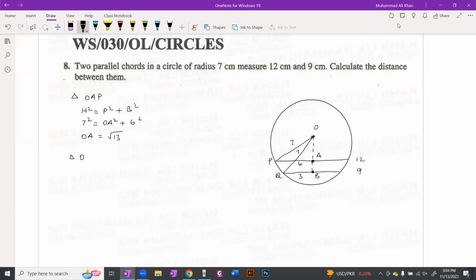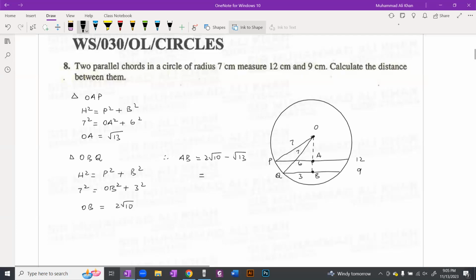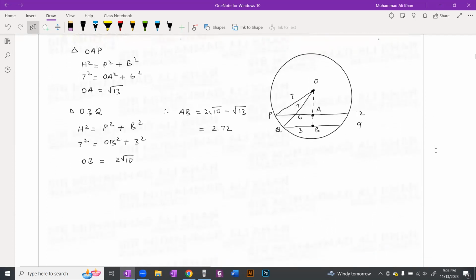And now, triangle OBQ, again, hypotenuse square, perpendicular square, base square. Hypotenuse is 7, perpendicular is OB, and the base is 3 square. So what will be the length OB? It is 2 under root 10. Therefore, the length AB is OB minus OA, 2 under root 10 minus under root 13. So the final answer will be 2.72. This is the distance between chord of 12 centimeter and of 9 centimeter.